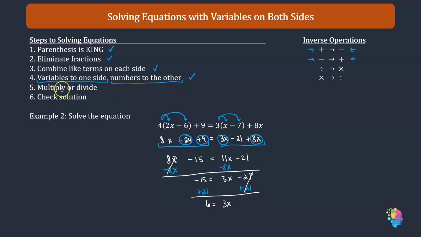The only thing left to do is multiply or divide. That means that now we want to detach this 3 from x. Since this 3 is multiplying x, the inverse or opposite of multiplication is division. So we are going to divide by 3. Whoa, I'm running out of space. I'm going to write it over here to give myself some space. So 6 divided by 3 is going to be 2. And on the right side, 3 divided by 3 now is 1x or just x. And this becomes our solution.